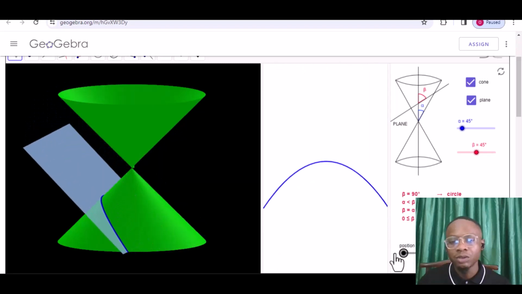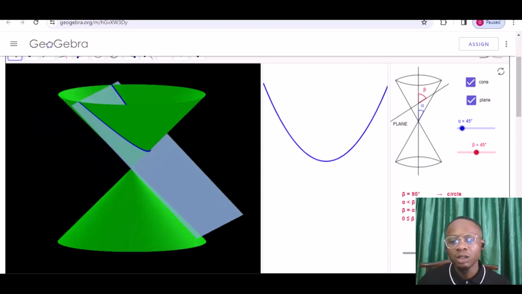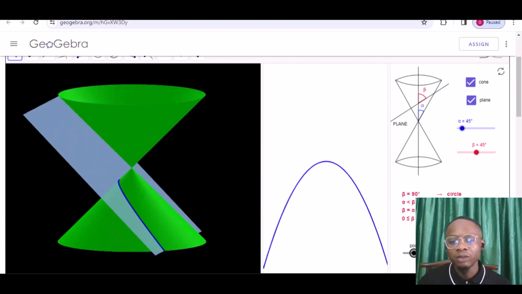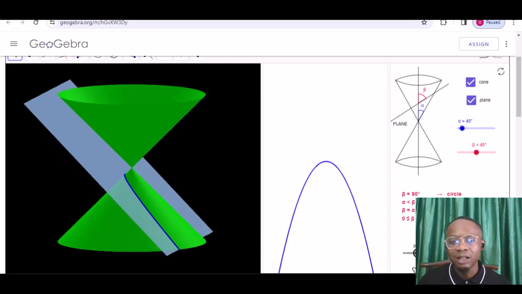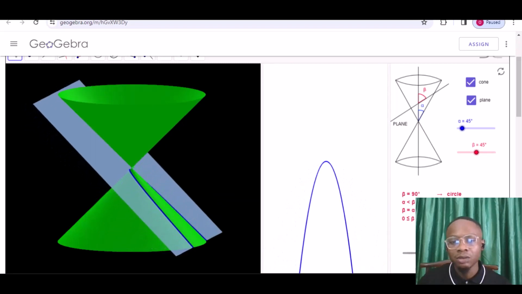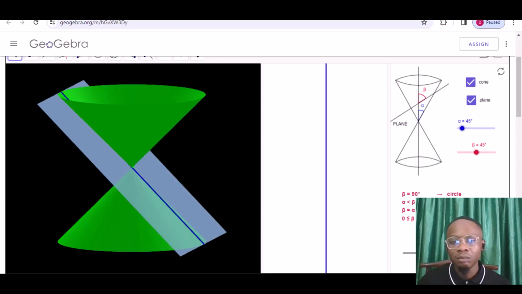Anyhow, we'll put the position of this. It's a parabola, it's a parabola. So anywhere we are is a parabola. So we are good to go now. So what happens at the center? Look at the center, put it in the center. We can see that at the center it converges to a straight line.